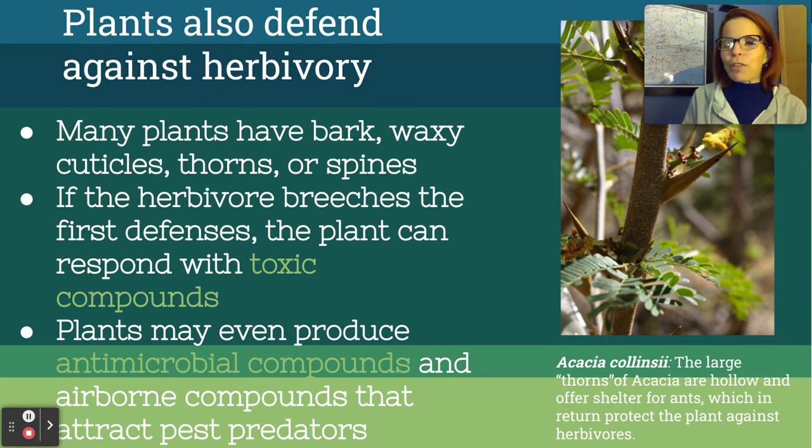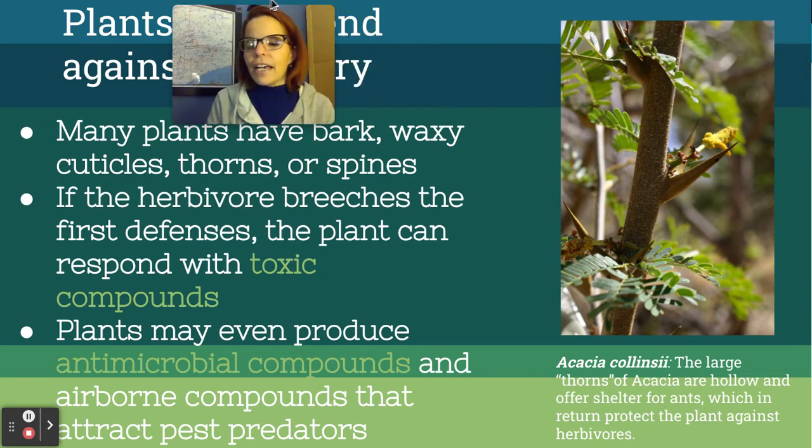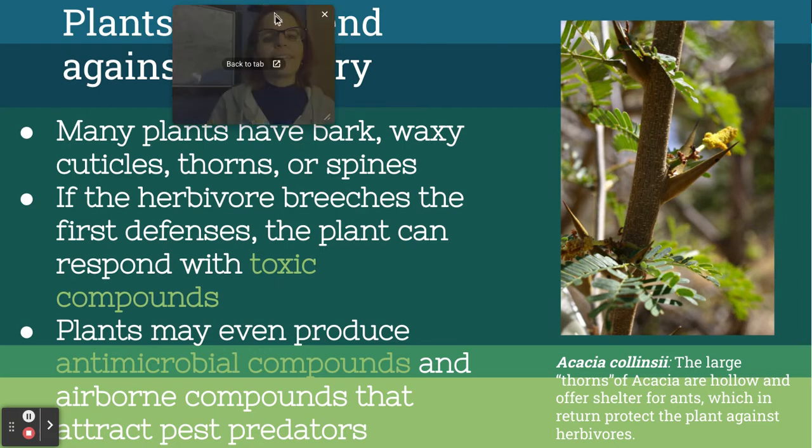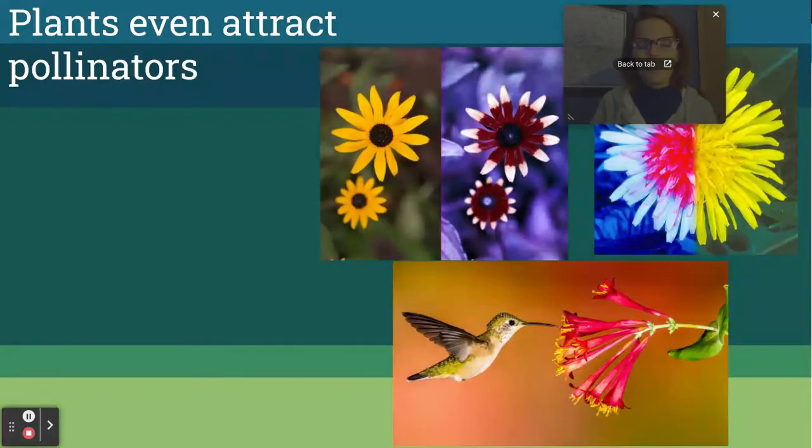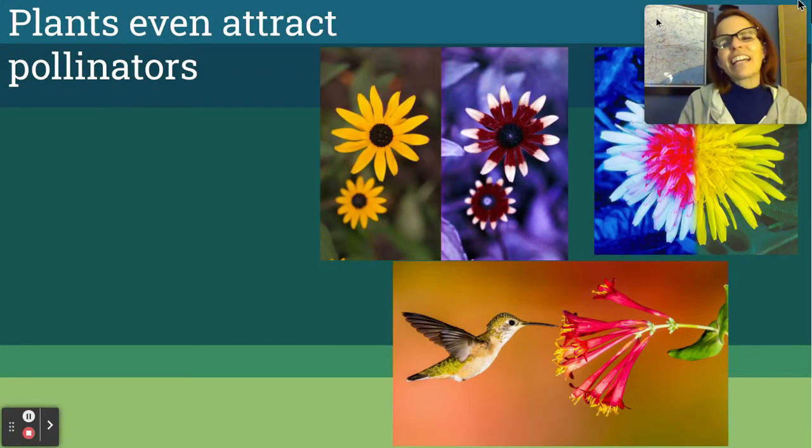Who knew? So the picture, I'll get my picture out of the way here, is of acacia. It says the large thorns of acacia are actually hollow and offer shelter for the ants, which the ants then in return protect the plant against herbivores. Pretty cool. All right, and this is the last one we're going to talk about.